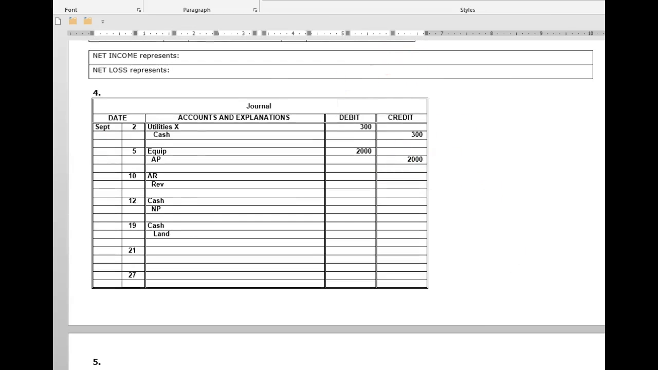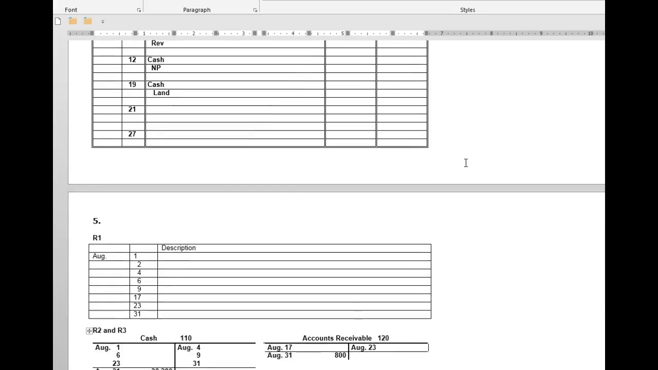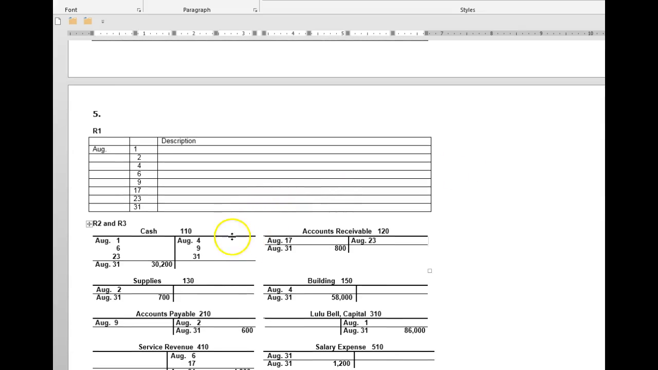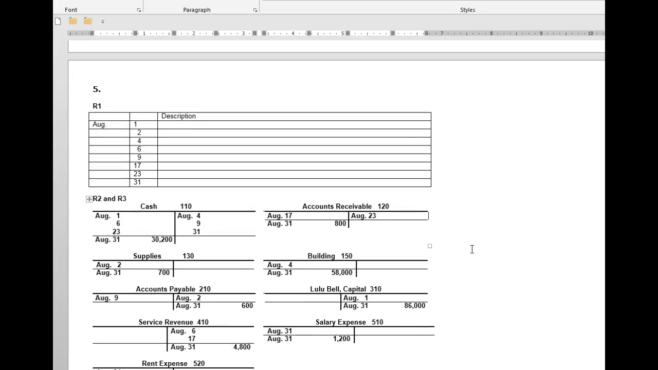When you have posted or journalized all of these, then you transfer that information to accounts in a general ledger. This is an accountant's way of being very quick about it so that you can see the overall effect. So let me show you how this works. First of all, you're going to describe what each of these entries is and what it's doing.